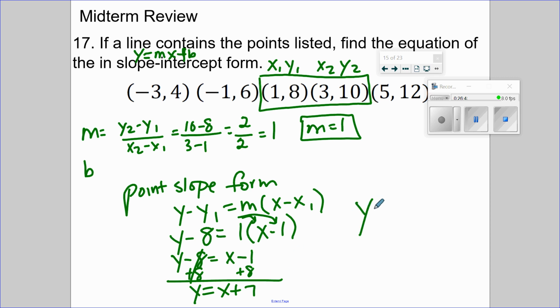Here's your equation. Y equals x plus 7. It's in slope-intercept form, which is y equals mx plus b. And my b I could write down. I like to write it down to show I can identify.